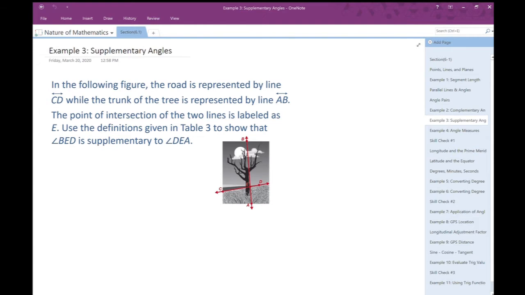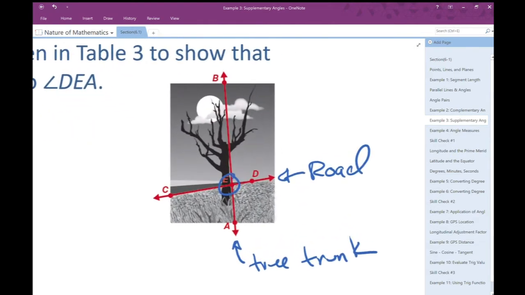Example 3, supplementary angles. In the following figure, the road is represented by the line CD. So this is our road. While the trunk of the tree is represented by AB. Tree trunk. The point of intersection of the two lines is labeled at E, right here. Use the definition given in Table 3 to show that angle BED is supplementary to angle DEA. So let's zoom in here.